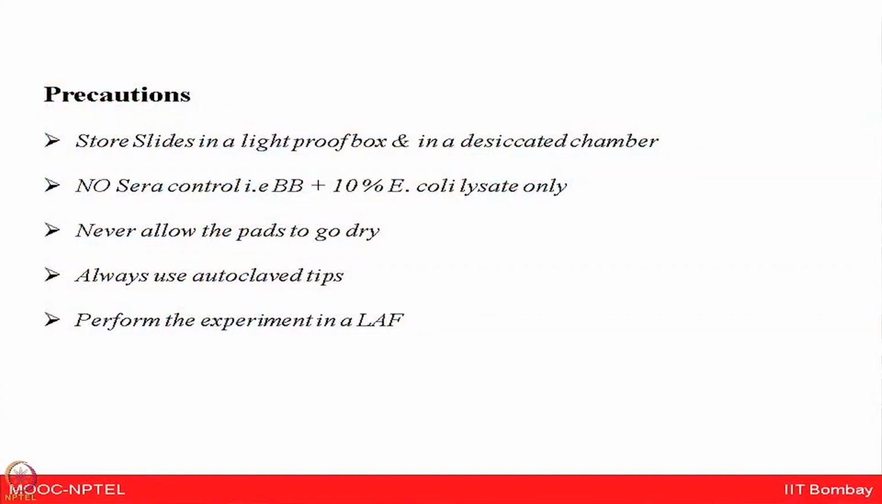Also, you have to use autoclave tips all the time, and the last thing is to label the slides very carefully, otherwise towards the end of the experiment you will never know which slide was used for probing which samples, and especially when you have a large number of samples like 200 and 300, it becomes very confusing at the end.